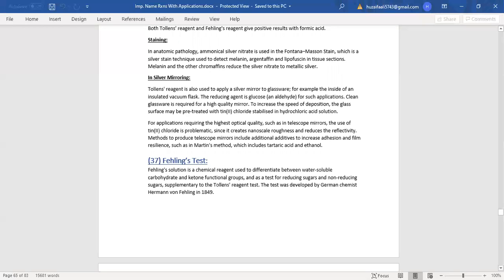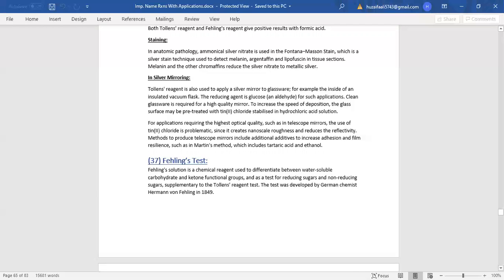In silver mirroring, Tollen's reagent is also used to apply a silver mirror to glassware, for example, the inside of an insulated vacuum flask. The reducing agent is glucose. For such applications, clean glassware is required for a high-quality mirror. To increase the speed of deposition, the glass surface may be pre-treated with tin(II) chloride stabilized in hydrochloric acid solution.